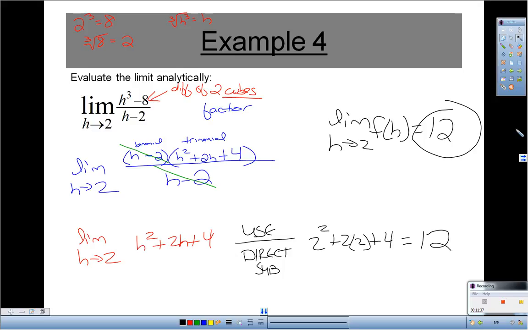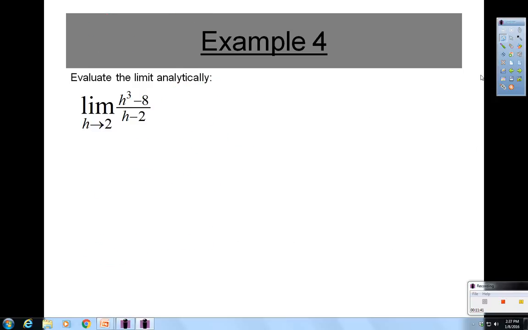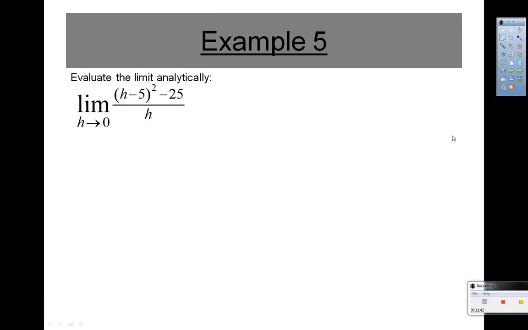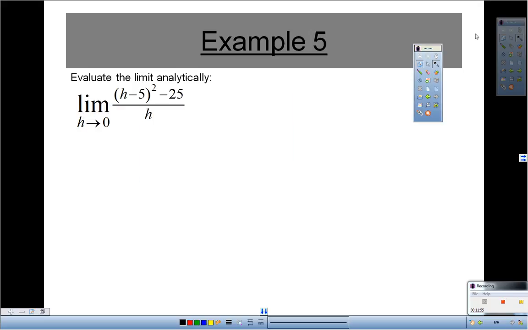All right, let's look at one more. Now sometimes you won't even have to factor or do difference of squares or sum or difference of cubes. Sometimes you've just got to do the algebra and FOIL stuff out. For example, for this one, if I were to plug in 0, I notice that I would get the indeterminate form. So I'm going to have to try and work this out a little bit.